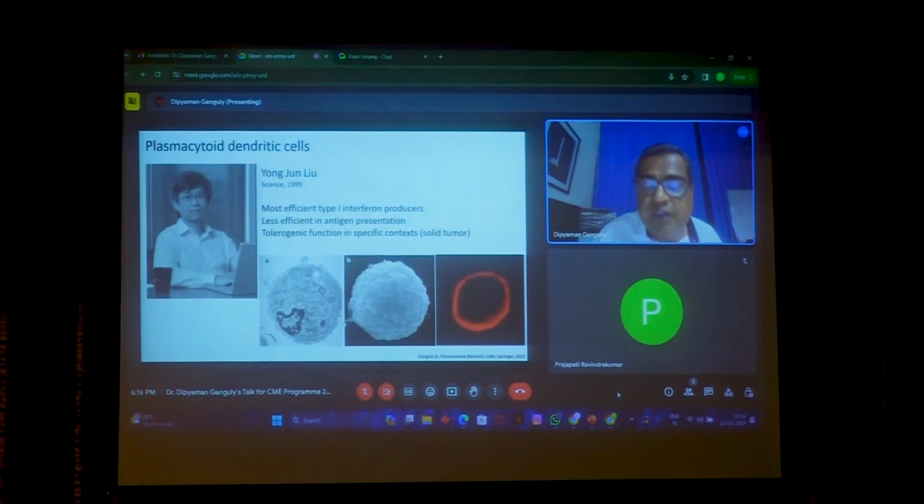But the final description came from Youngjun Liu, who published a Science paper in 1999, long after Trinchieri actually described these cells. He characterized them as one subset of dendritic cells, and they're the most efficient type of interferon producers. They're much less efficient in antigen presentation. He also found that in a lot of contexts, these dendritic cells are rather tolerogenic: they would rather not activate T cells, and they will drive T regulatory cell expansion.